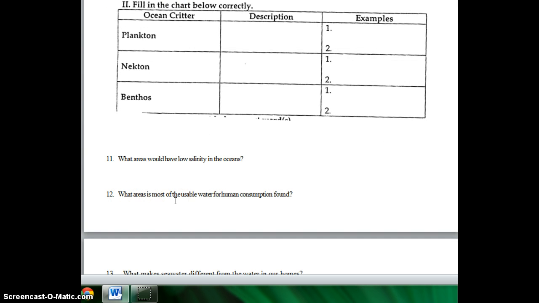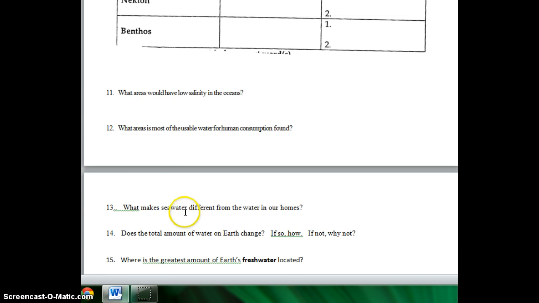Number 12 said what area would be where we would find most of the usable, keyword usable, water for human consumption, and that's in the groundwater. Even though most fresh water is frozen, it's not usable for our consumption.